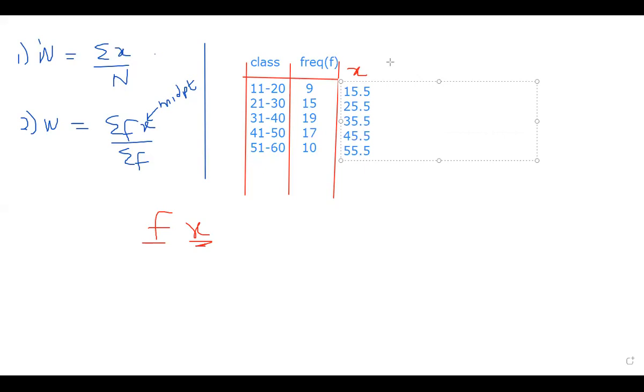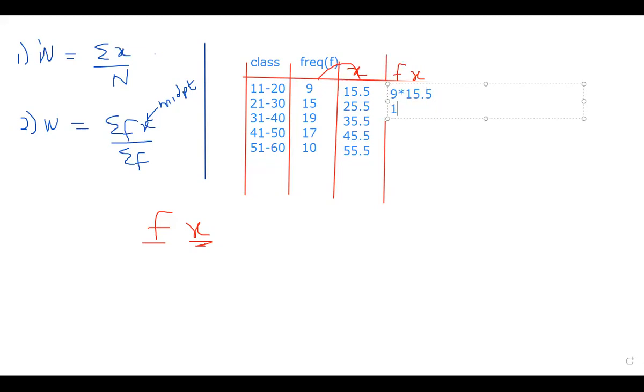Good. So once we found the class midpoint, the next thing is to create another column, which enables us to record the multiple of your F and then the X column. So we are going to have F times X. So in the first case, Fx will be 9 times what? 9 times 15.5. And I'm counting on you to give me the final answer.